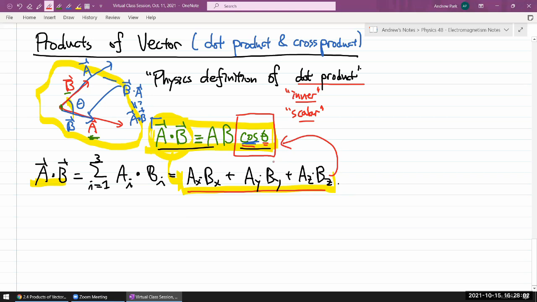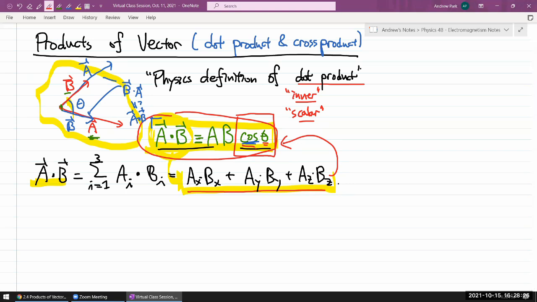But that proof is a lot harder than what I'm going to do. And this is really the other reason that I call this the physics definition of the dot product. If we need to prove some relationship between quantities, it's actually a lot easier to start from here and then come up with some expression that we can use to estimate some things.